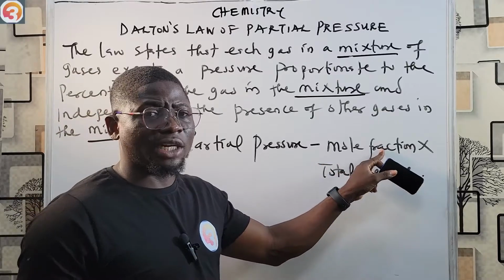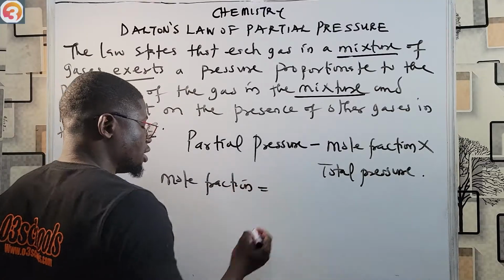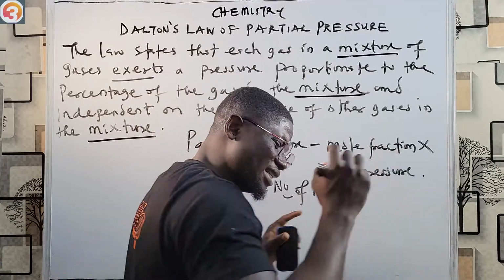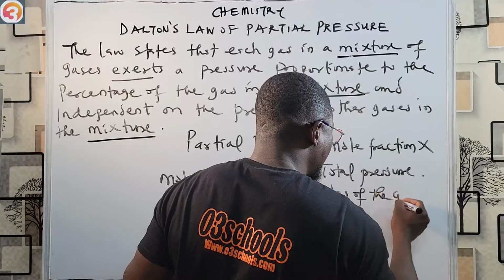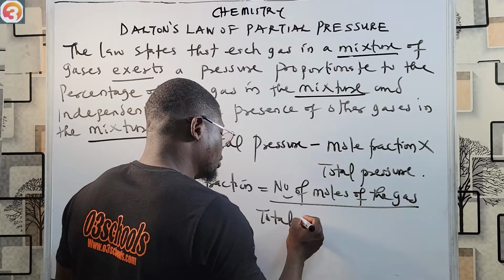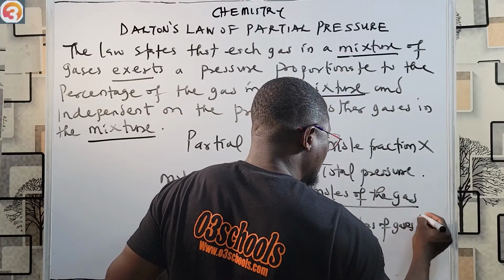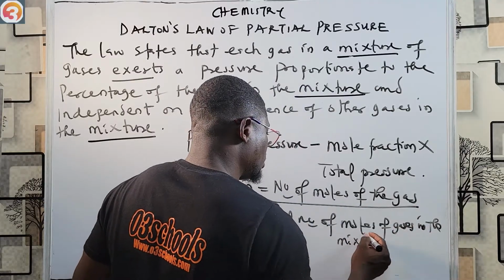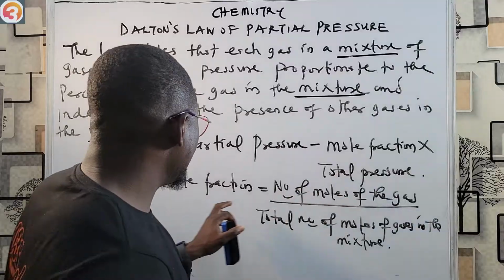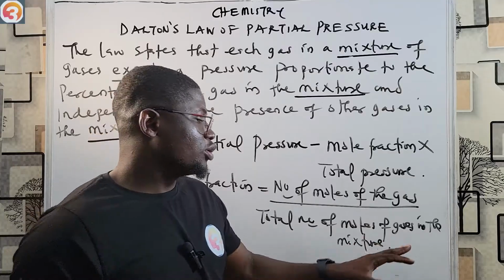But how do you find the mole fraction? Mole fraction is equal to the number of moles of a particular gas, so I will say of a particular gas, all over the total number of moles of gases in the mixture. All right. So I said here that the partial pressure is mole fraction times total pressure, and the mole fraction is the number of moles of a particular gas all over the total number of moles of gases in the mixture.